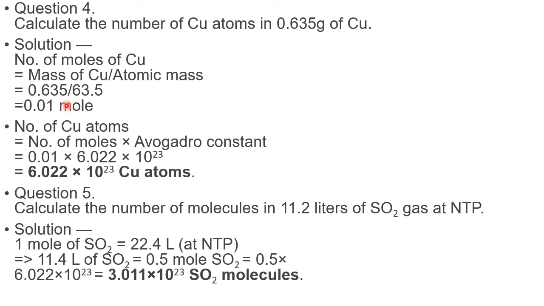In 1 mole, how many copper atoms are there? 6.022 into 10 to the power 23 atoms. So in 0.01 mole, it is 0.01 into 6.022 into 10 to the power 23. After multiplication, the answer is 6.022 into 10 to the power 21 copper atoms.